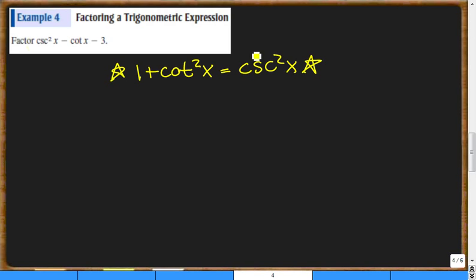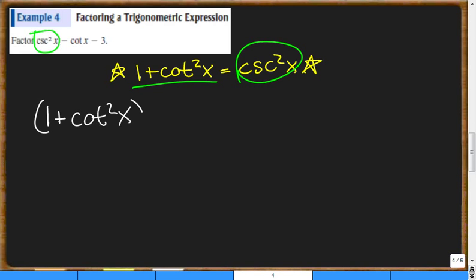So I just need to replace them. So I'm going to replace these. I'm going to swap what they equal. So what I'm going to get here is, when I replace this, I'm going to get 1 plus cotangent squared of x. That's just a replacement. And then I'm rewriting the rest of my terms. So minus cotangent of x minus 3.